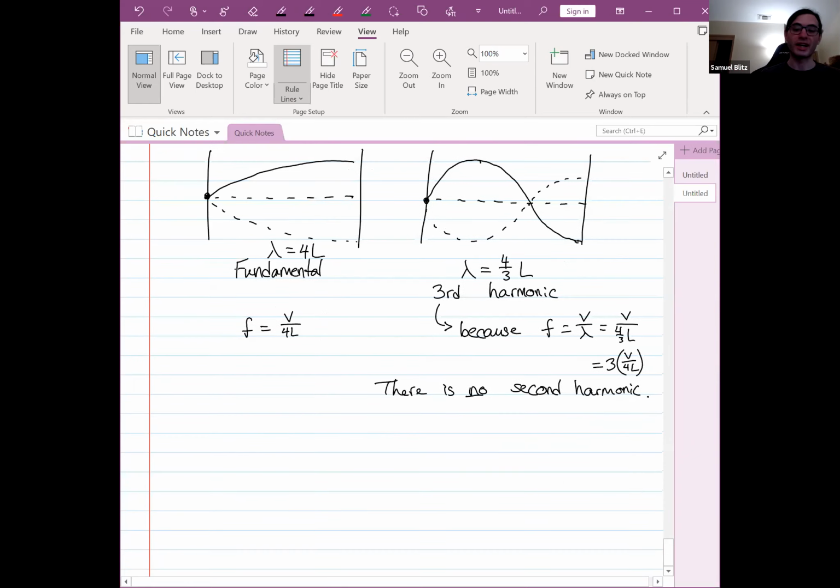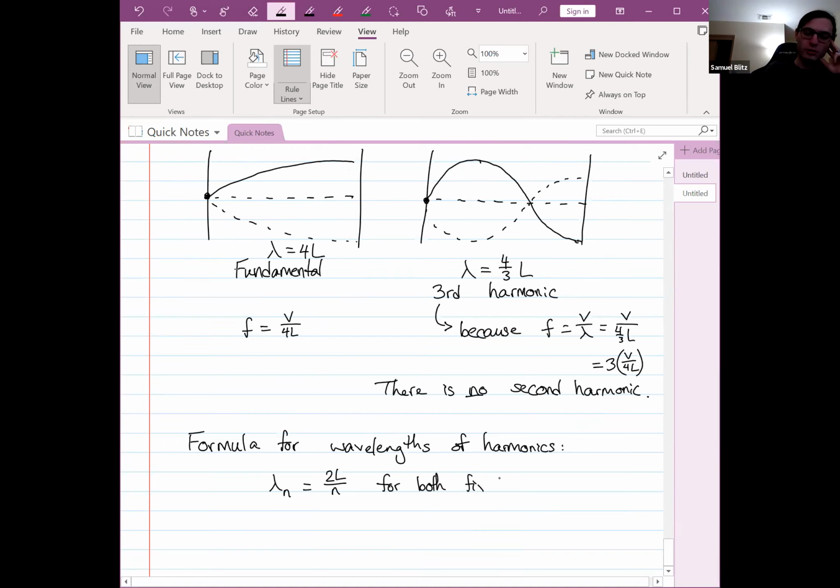So there's a formula actually for figuring out wavelengths. And I might run a few minutes over, but actually, no, we're almost done. For the wavelengths of harmonics, now, the numbers that I'm about to write are not necessarily related to the harmonic number. So when both ends are fixed or free, the wavelength of the nth harmonic is 2L over n, where L is the length of the cavity.